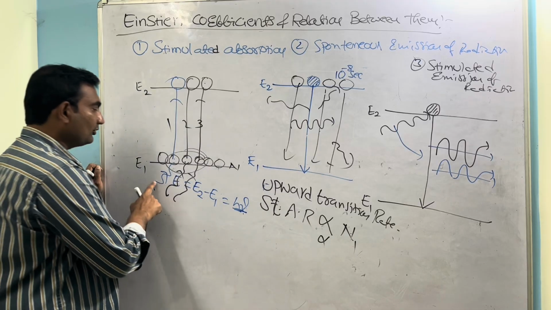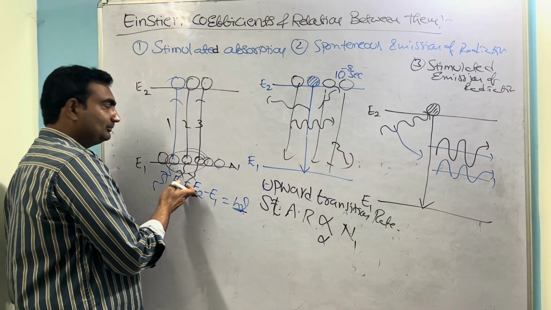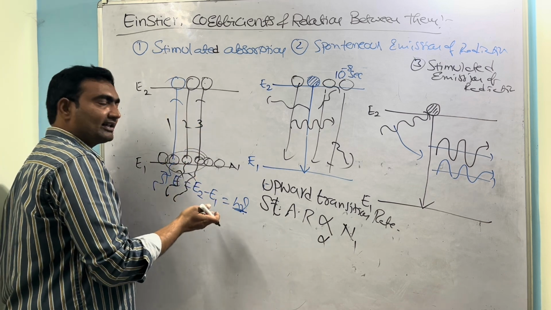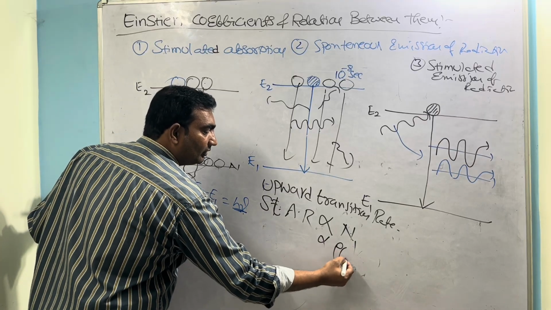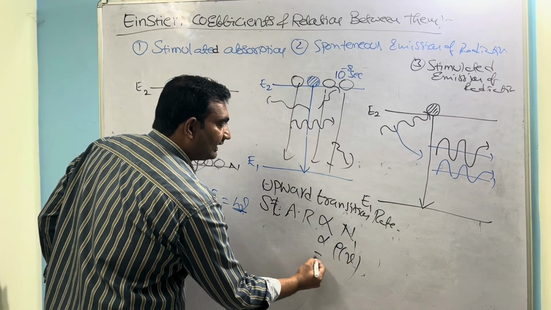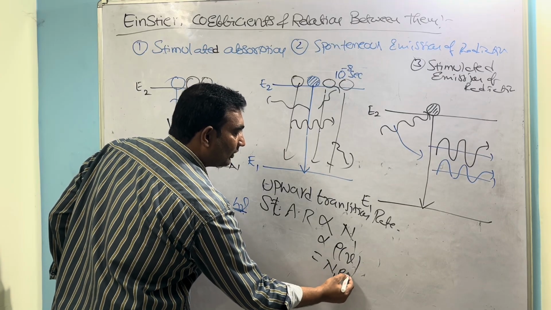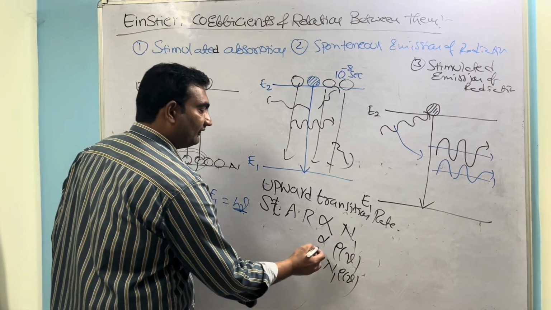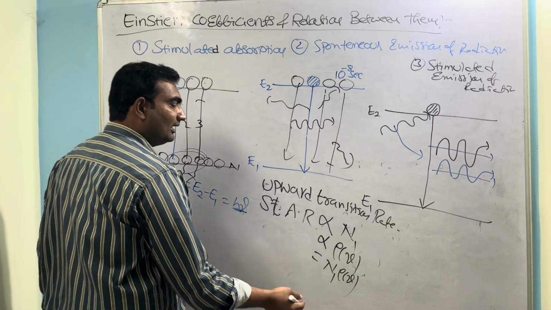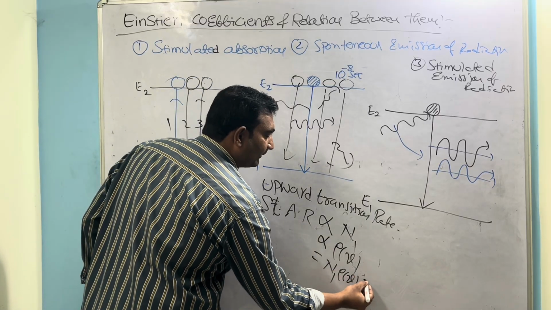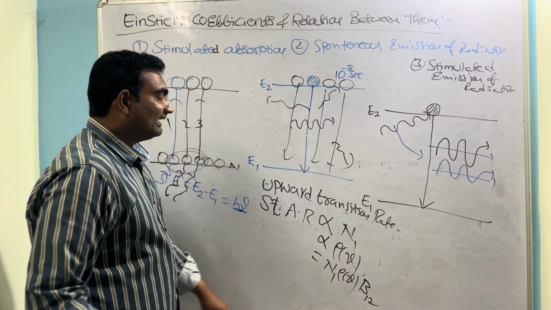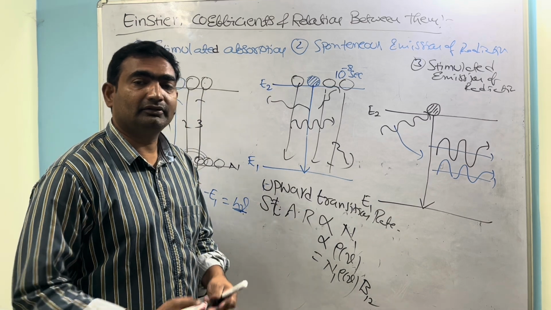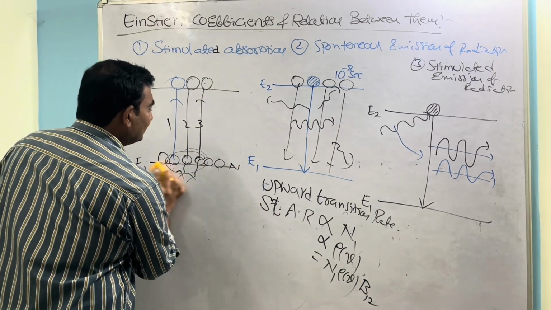It is also directly proportional to the energy density. If I don't have the photons, then 3 absorption processes are not possible. So it is directly proportional to rho of nu. If I remove the proportionality, I should place a constant. That constant, for stimulated absorption, I am opting as B12, where B12 is called the Einstein coefficient of stimulated absorption.